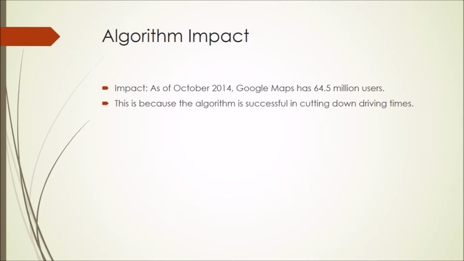path. As of October 2014, Google Maps has 64.5 million users. This is because the algorithm is successful in cutting down driving time.